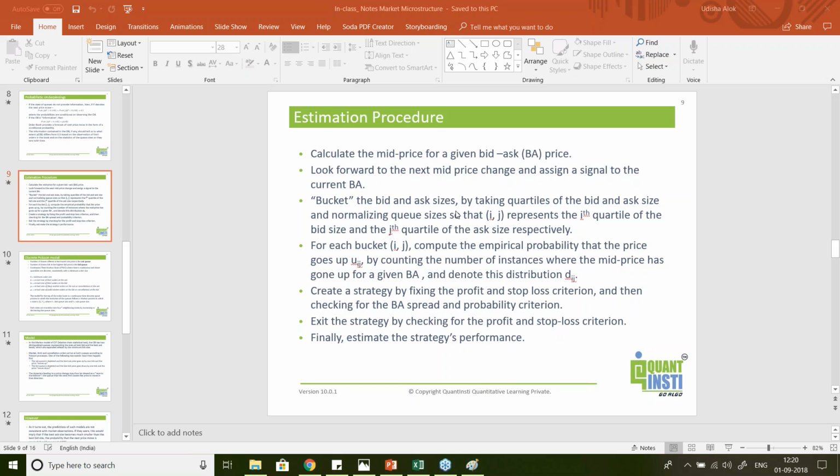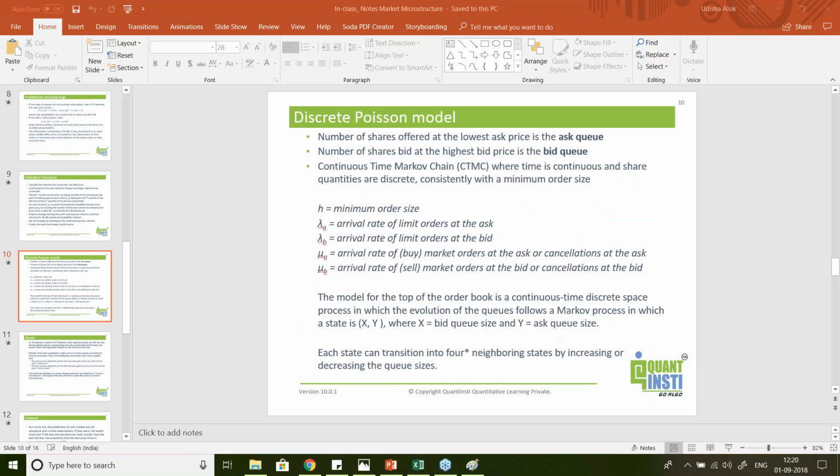So you guys understood this? You can make as many variations as you want. There is no hard and fast rule that you have to use this. This is just for your understanding, to understand how HFT firms actually work.